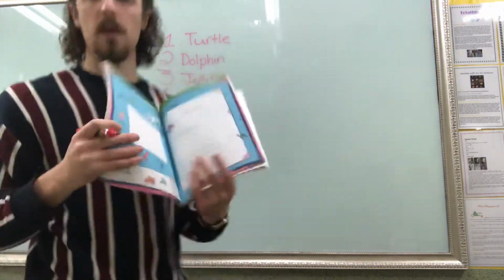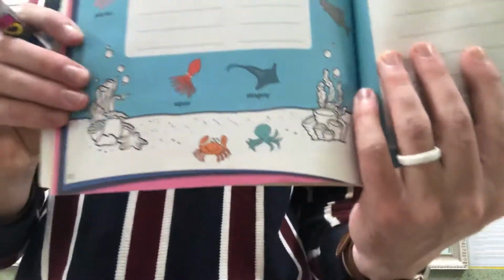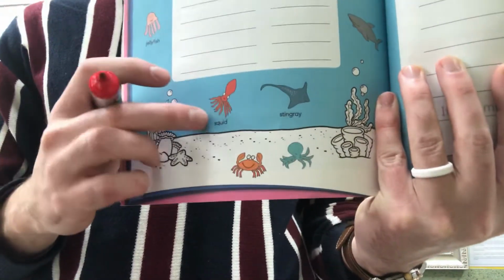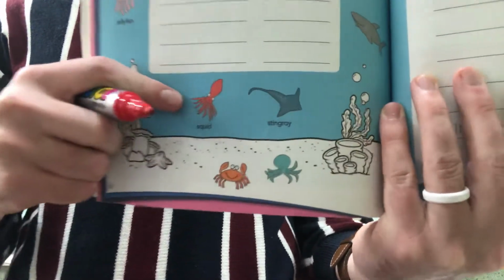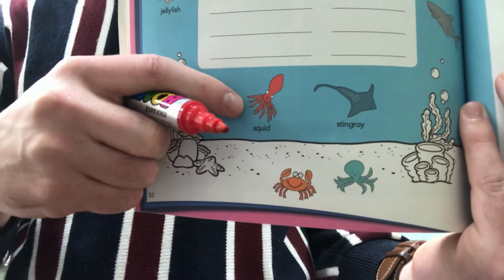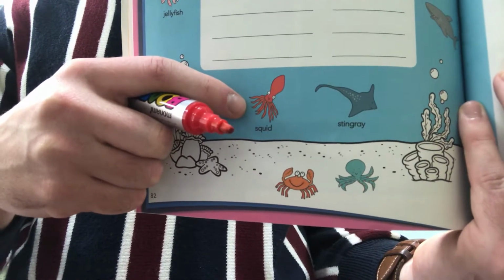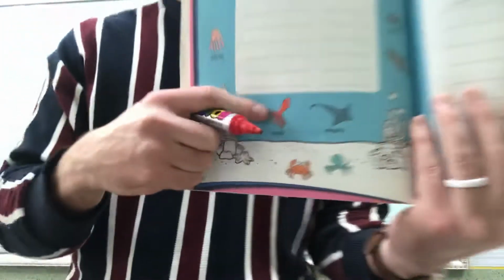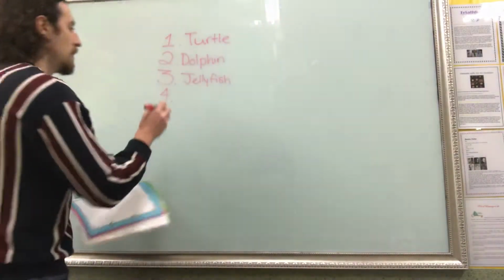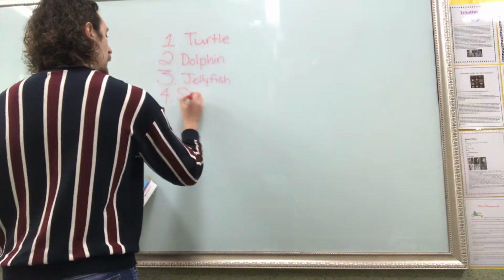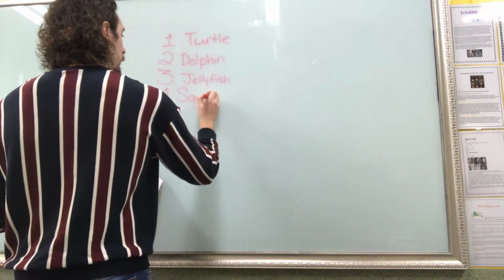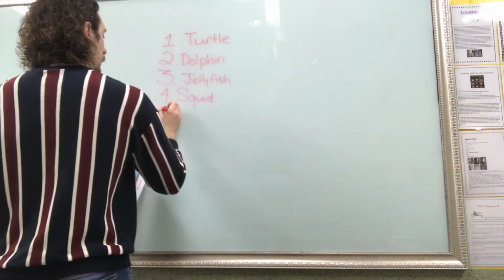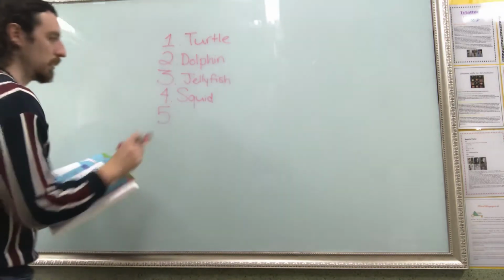Okay. The next animal. Let's see what else we can see in the picture. Oh, look at this guy. What animal is that? That is a squid. A squid. So number 4, let's write squid.